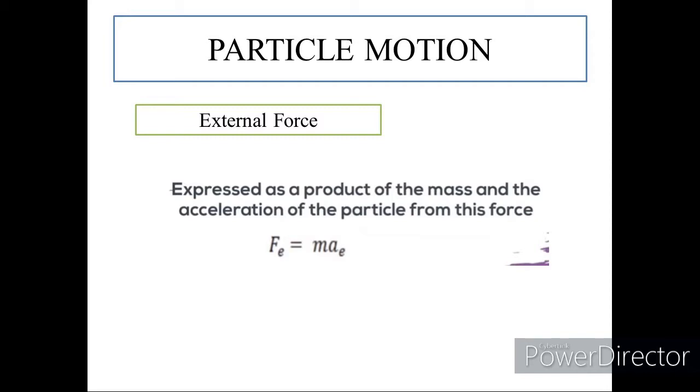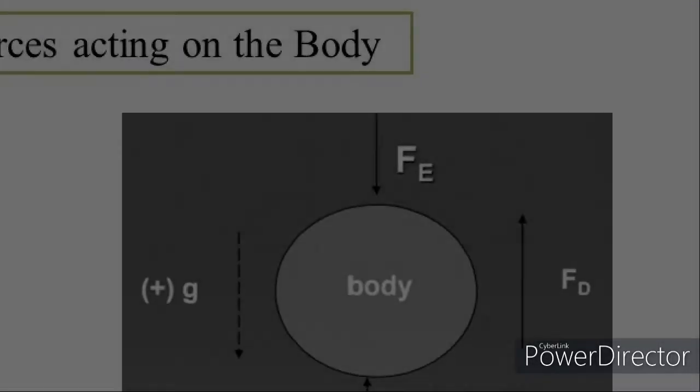So in particle motion, the external force is expressed as a product of the mass and the acceleration of a particular particle from this force. So this is simply Newton's law. This equation, F equals mass times acceleration, pertains to Newton's law.